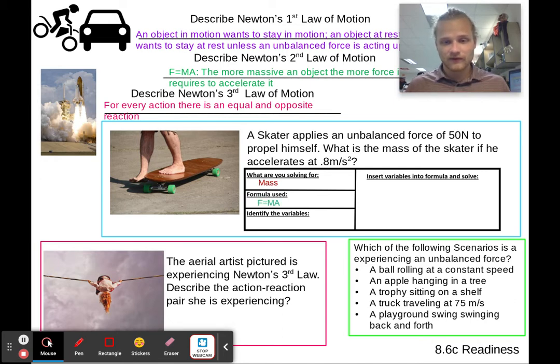What's the formula we're going to use? Force equals mass times acceleration. Perfect. What do we have? We have the force calculation, which is 50 newtons, and we also have acceleration. Okay, so we're going to have to do a little bit of math to figure out what our equation is. As you can see, we have mass times 0.8 is going to give us hopefully 50. But in order to figure this out, we got to do 50 divided by 0.8. Okay, and that's going to give us 62.5 kilograms.